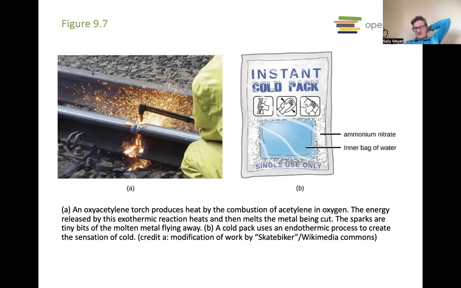On the right-hand side, if you've ever used an instant cold pack, you mix together usually ammonium nitrate and water. They're in there, but you have to break the container that has the water in it. When you do that, the process of dissolving the ammonium nitrate pulls energy out of the water and cools it down. And so it can be used as an ice pack.